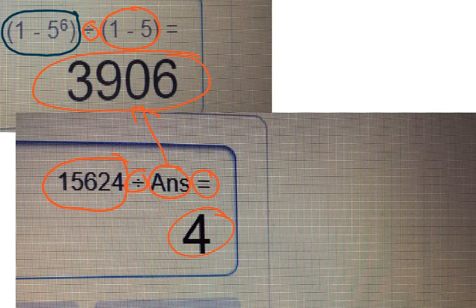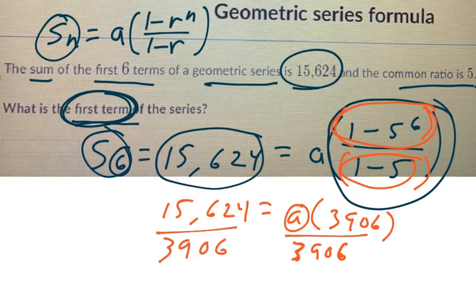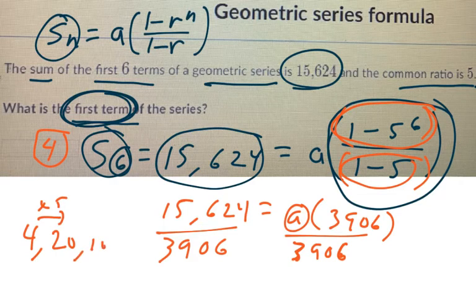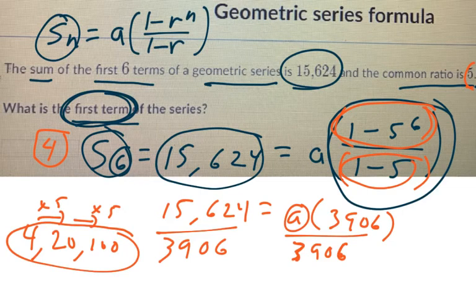And I get 4. So what I just figured out, guys, is that our first number, and I'm going to type it right in there, was 4. It started out as 4. The next one was 20 because it's timesing by 5. The next one was 100 because it's timesing by 5 again. Each time the ratio was timesing by 5, right? And if I add all those numbers up to the 6th number, it will add up to what they told us was 15,624. That's what we just figured out. Okay, but the first number was 4 in this series or sequence.